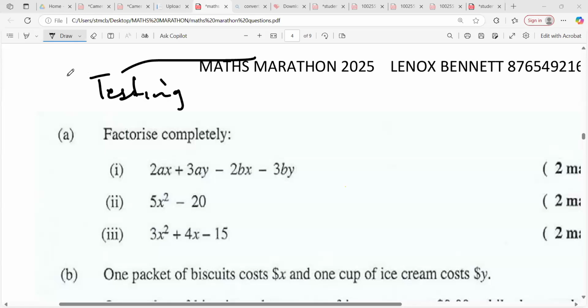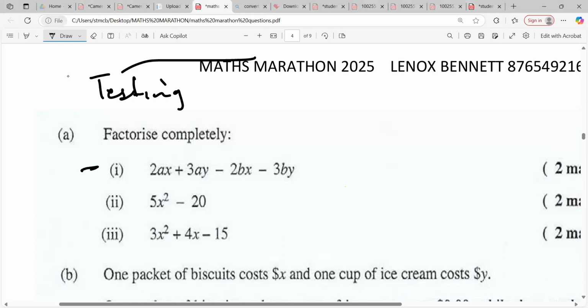Alright, so it's factorize 2ax plus 3ay minus 2bx minus 3by. And we did factorization the last time. So guys, you notice that the numbers that I picked come from 1 to 2, 1, 2, 3, right? So you notice factorization comes on both of them.